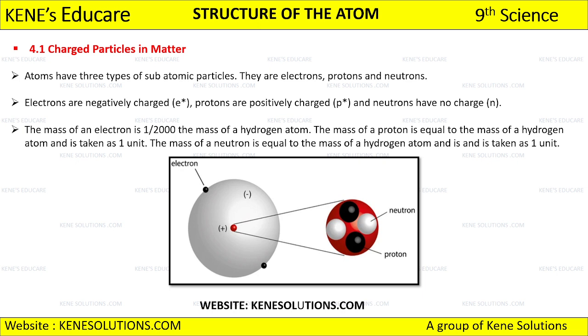Okay, so the mass of an electron is about 1/2000 times the mass of a hydrogen atom, right? Over here, the mass of a proton is equal to the mass of a hydrogen atom, and we can consider that to be one unit. And the mass of a neutron is also equal to the mass of a hydrogen atom, and again we can consider that to be one unit.